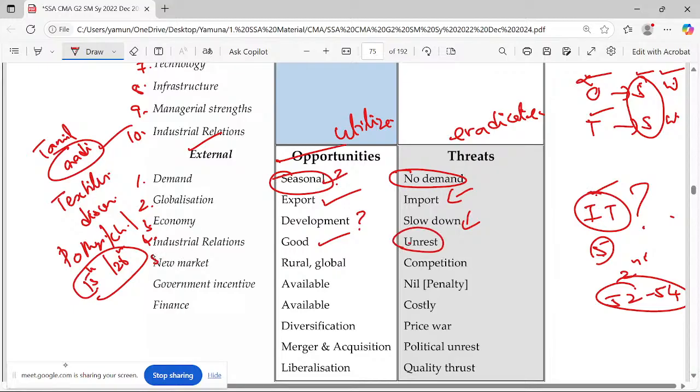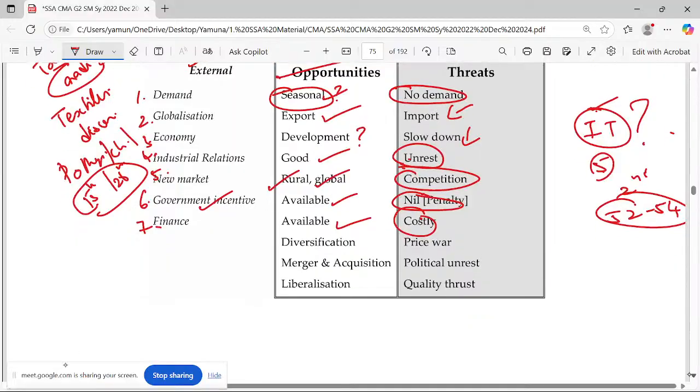Then the fifth one, check whether there is any new market. Yes, we have a market, and we can expand our market, rural or global wise. Even though you expect competition, you can still go for it, like Toyota and Ford. Sixth one, government incentive: it may be available sometimes, or sometimes it comes as a penalty. Finance is sometimes available but still costly. The cost of capital may be very high, so that also matters.